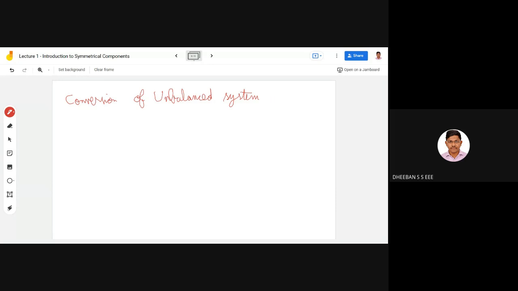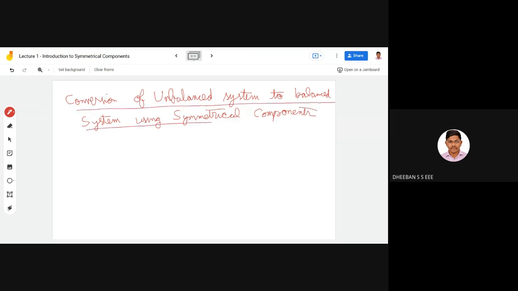Conversion of unbalanced system to balanced system using symmetrical components. So how it is made possible, we'll be seeing.